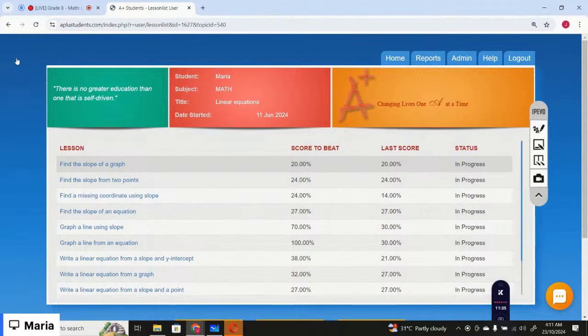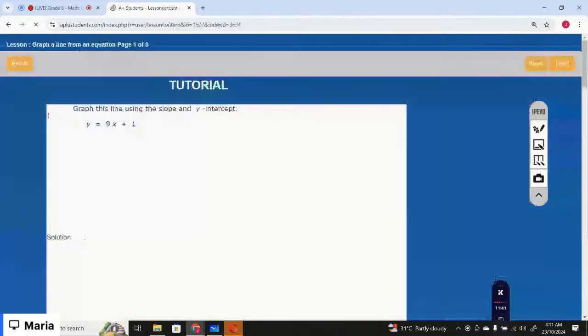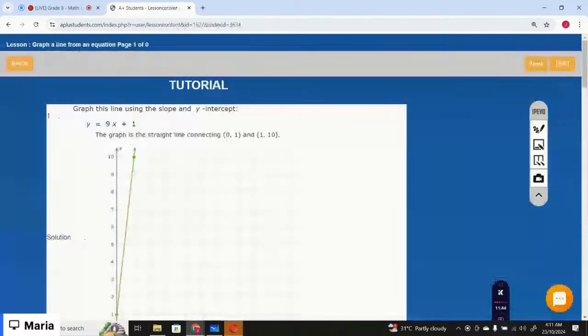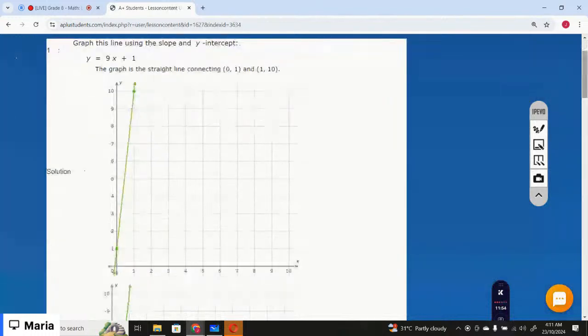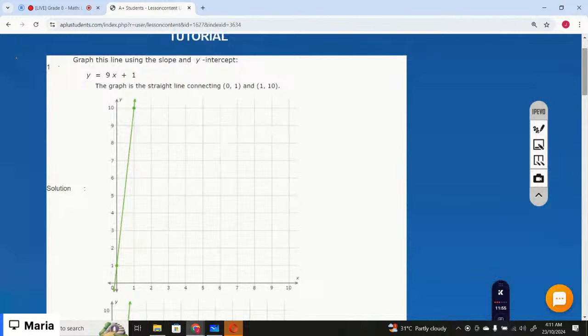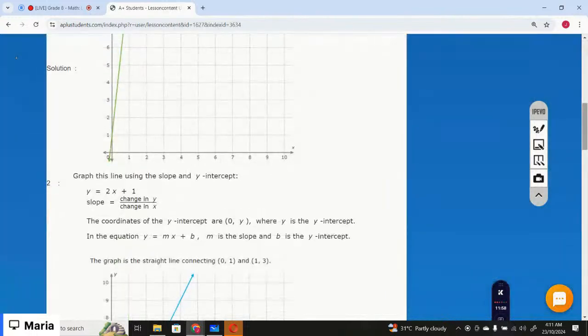The next lesson is graph a line from an equation. If you are given the equation, then how can you graph? Let's just see. Graph the line using the slope and y-intercept. So you are given y equals 9x plus 1, right? So you have to plot the graph.